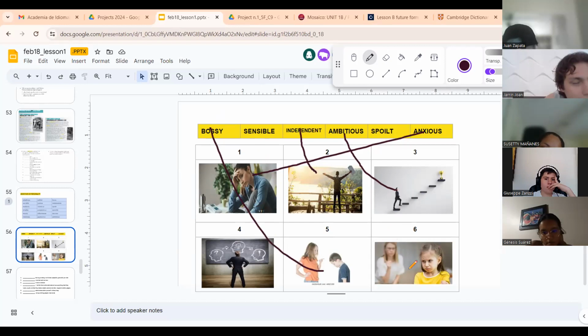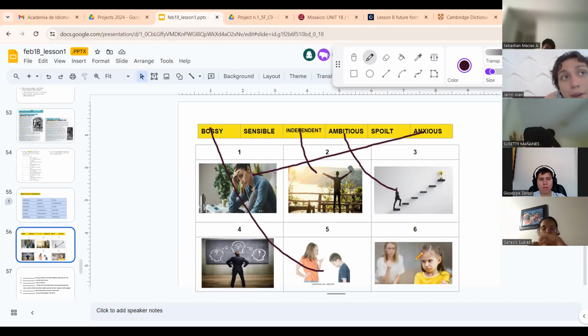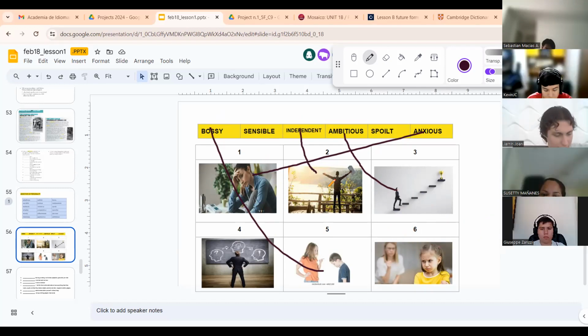Number 1. Sensible with the last picture, the 6. Number 6. Okay, we're going to study false friends. That's how it is. False friends. Because sensible, in this case, in the English language, the word doesn't have the same meaning as we have in Spanish. So sensible, number 6, is not the right one. And we will study those false friends. Yes, Diego.